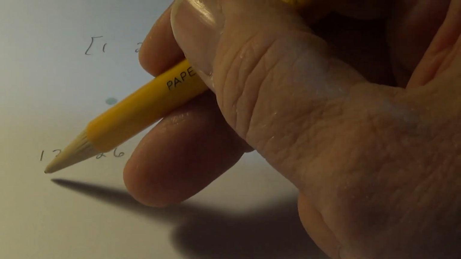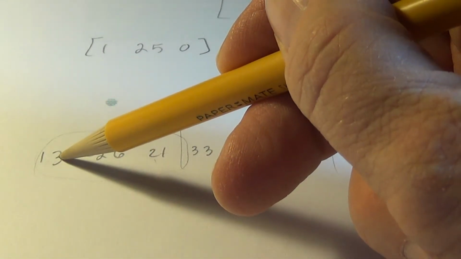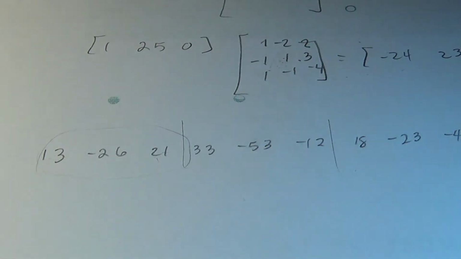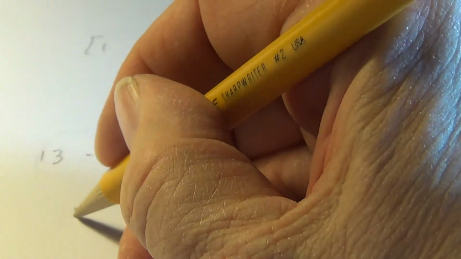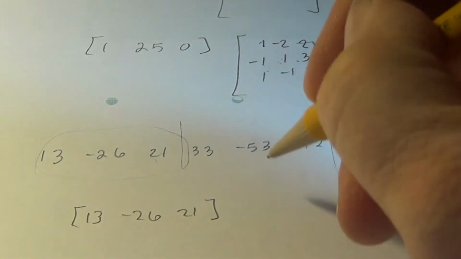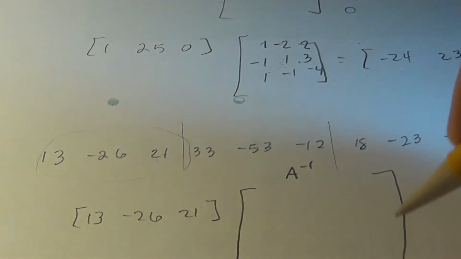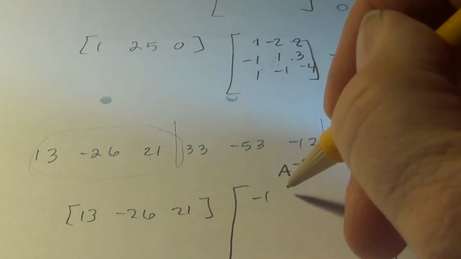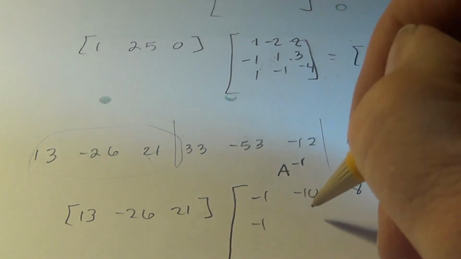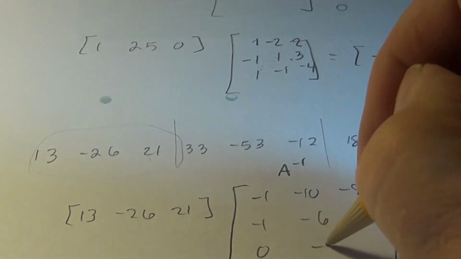So you're going to take the code. This is now coded because this does not represent letter 13 anymore. It's all encoded. So we have 13, negative 26, 21, and we're going to multiply it by A inverse, which I would have to take a moment and figure out. It's negative 1, negative 10, negative 8, negative 1, negative 6, negative 5, 0, negative 1, negative 1.